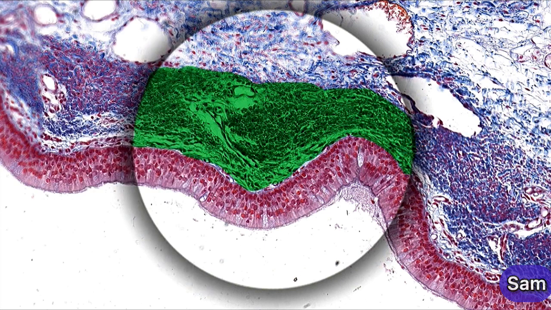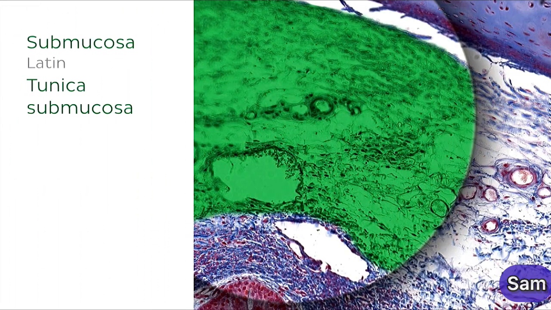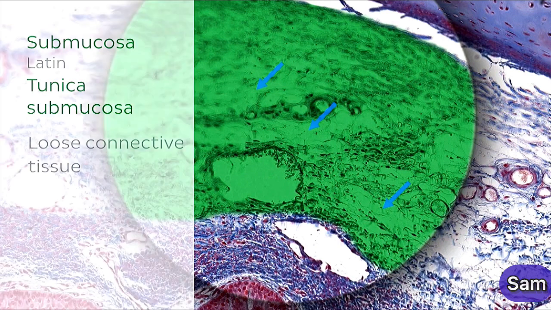Deep to the lamina propria, we next encounter a large sheet of connective tissue called the submucosa. The word submucosa means that this tissue is beneath the mucosa. Although the submucosa surrounding most organs in your body consists of dense connective tissue, the connective tissue of the trachea is rather loose, as we can observe by these blank spaces.